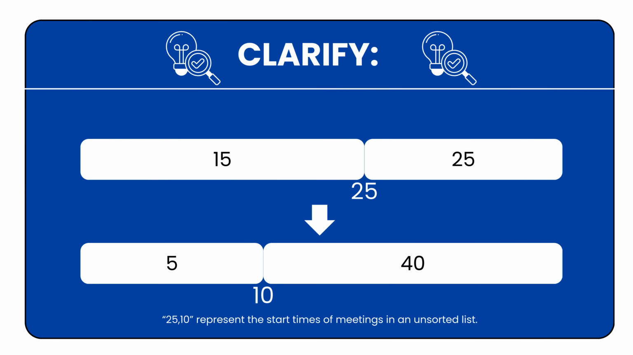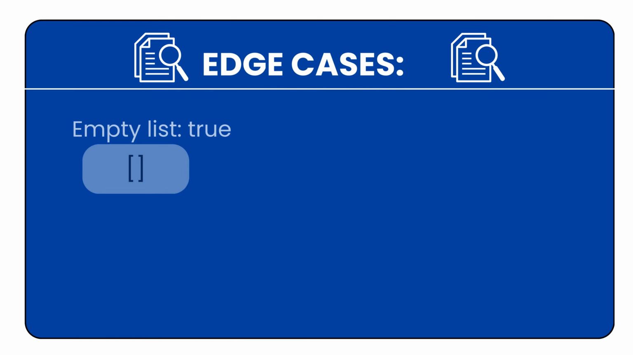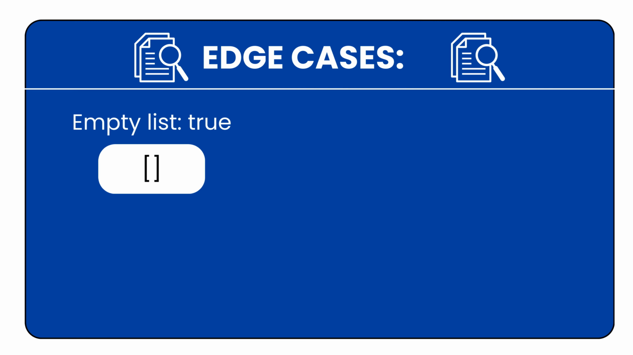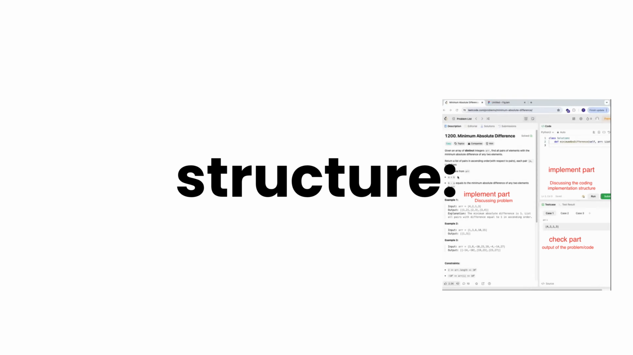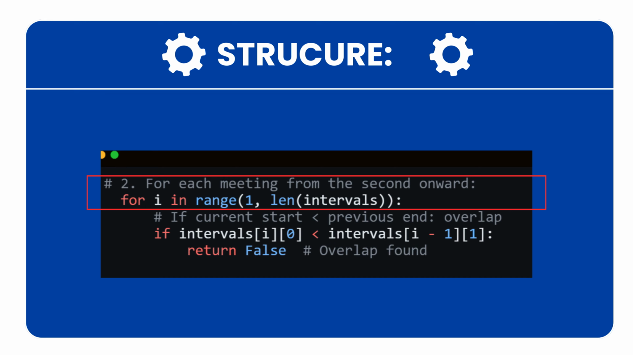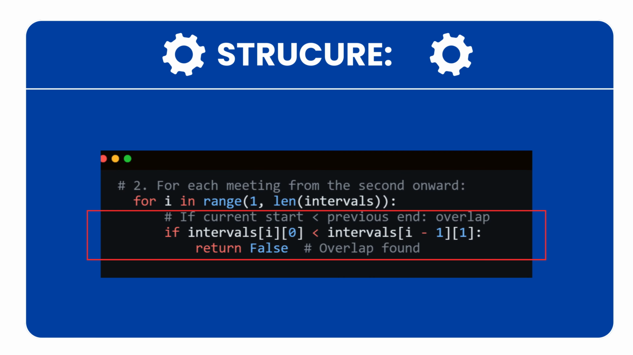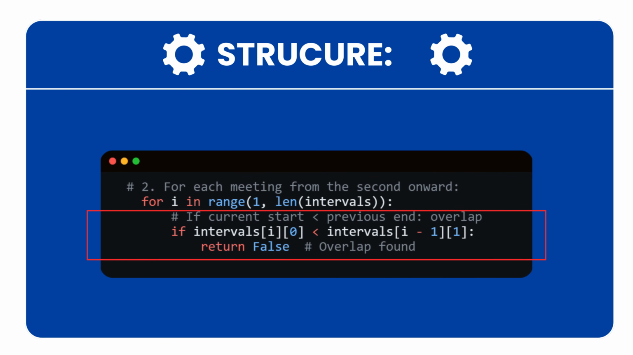Let's clarify. Sorting is critical. Unsorted input can hide overlaps. Edge cases: an empty list, true. A single meeting, true. Meetings touching at the end, like [0, 30] and [30, 40], no overlap. Sort intervals by start time. For each meeting from the second onward, if intervals[i][0] is less than intervals[i-1][1], overlap, return false.